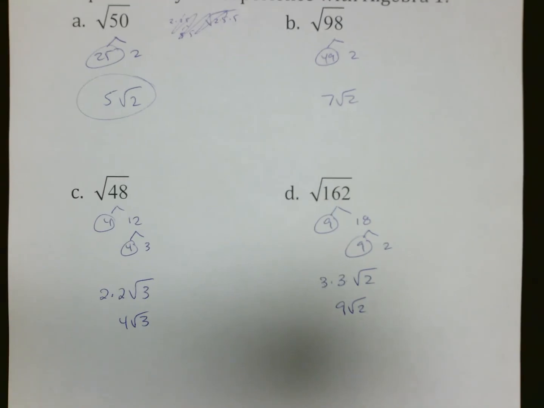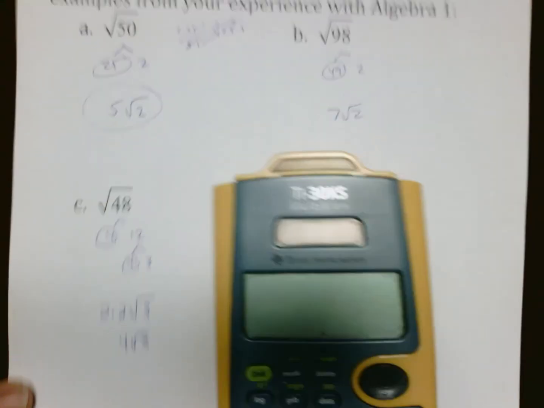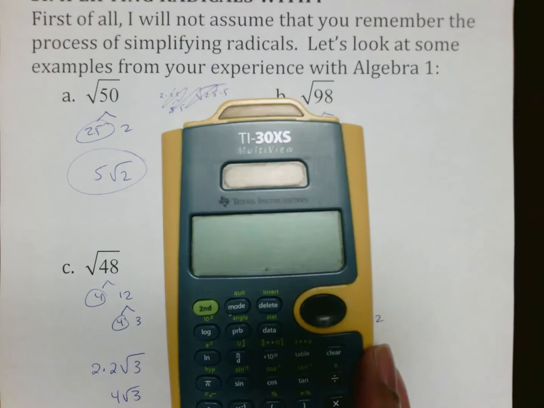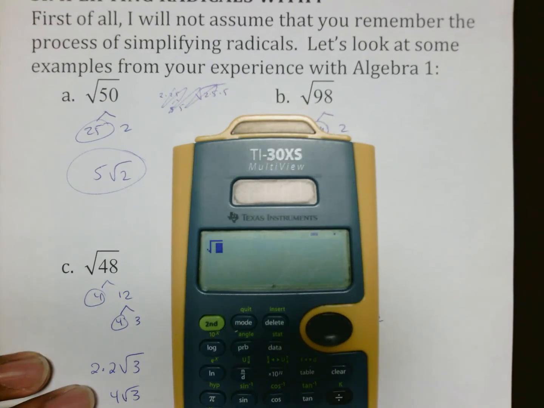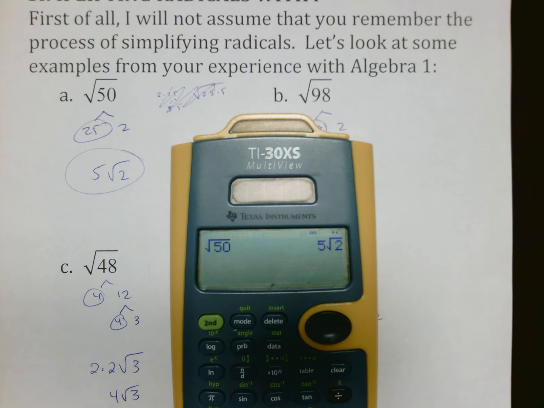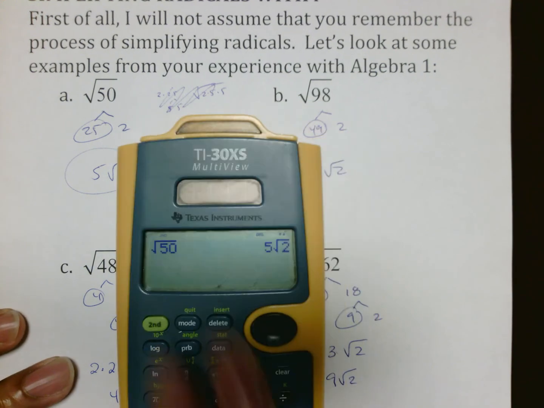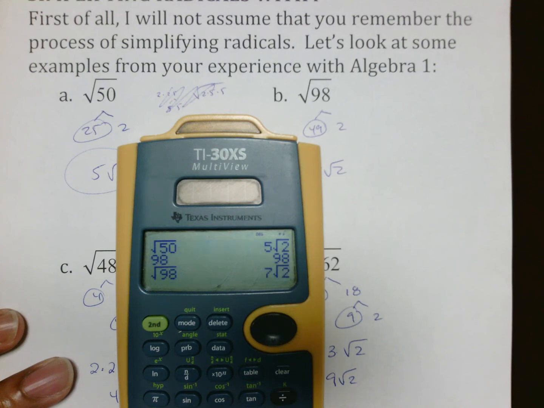The beauty of this calculator here, which is another reason why you don't get to use it on this test, is because if I were to type the square root of 50, look what it does for me. If I were to type the square root of 98, look what it does for me.